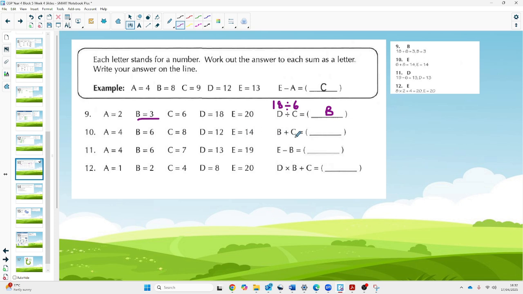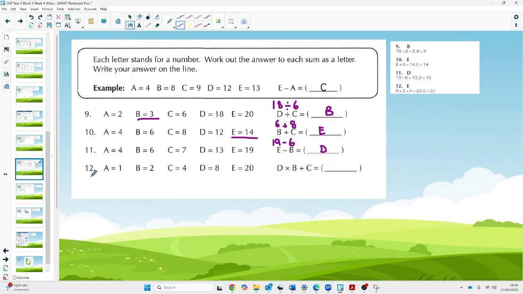Question 10, B plus C. So quickly find B is 6, C is 8. We're going to add them together to get 14, but of course that will be E. And if we look at question 11, E is 19, and then we're going to subtract it from B, which is 6, to give us 13. Therefore the answer is D.